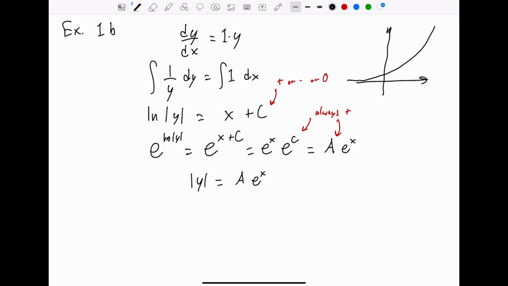Now, I want to still just solve for y. Here I have the absolute value of y. I want to get just y equals. So to solve for y, to get rid of these absolute value bars, I just add a plus or minus to the other side. So I can write y equals plus or minus a e to the x. So now, remember the context of a. A was an arbitrary positive constant. Now we have an arbitrary positive or negative constant. And we want to know, could this constant also be 0?